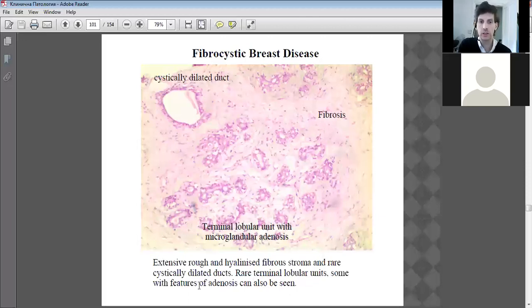Rare. Adenosis can also be seen. Some with features of adenosis. Let's see if we can find adenosis. Here are examples of adenosis, and some more examples up there. Adenosis is the round structures forming around this tissue. These roundish structures. Adenosis.